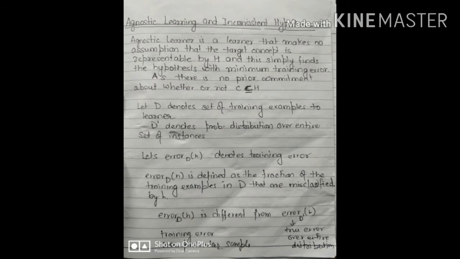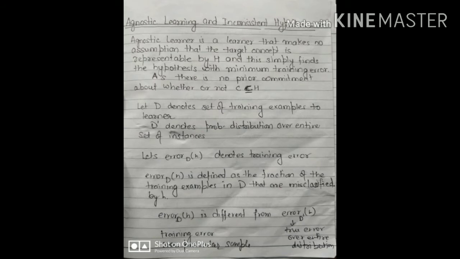The first question is: what is agnostic learning? This is the type of learning in which the learner makes no assumption about the target concept, whether it is representable by H or not, and it simply finds the hypothesis with minimum training error. Before, we studied that the hypothesis should provide a training error equal to 0, but here the learner finds a hypothesis with minimum training error.